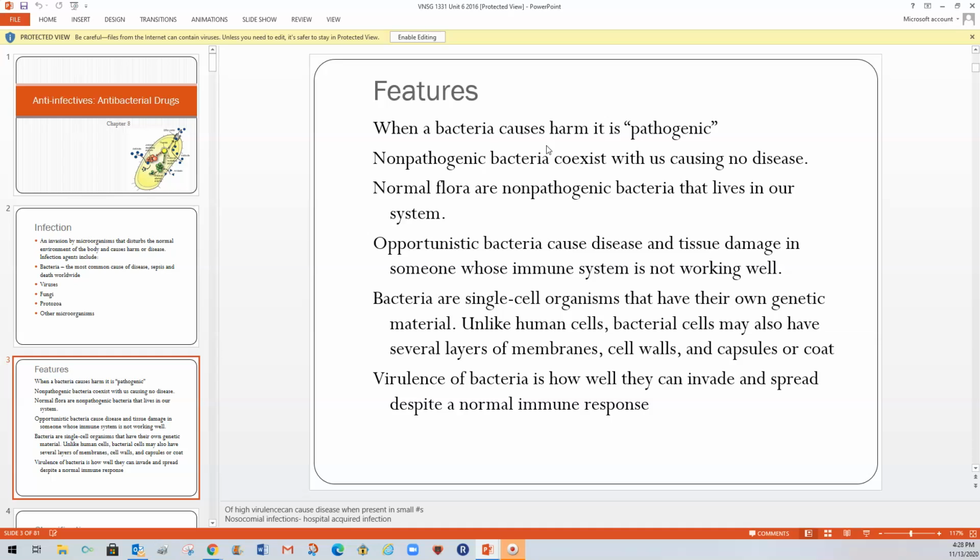Opportunistic bacteria cause disease and tissue damage in someone whose immune system is not working well. And that is in the first beginning of the chapter, when it talks about opportunistic bacteria. We also talk about virulence, and that's how strong it is, how much it can invade and spread.